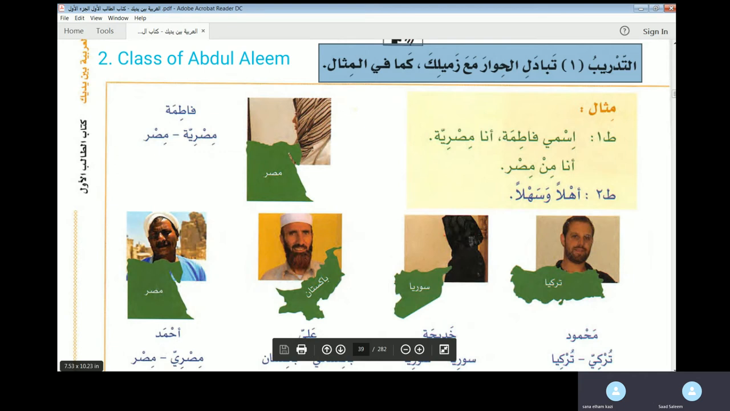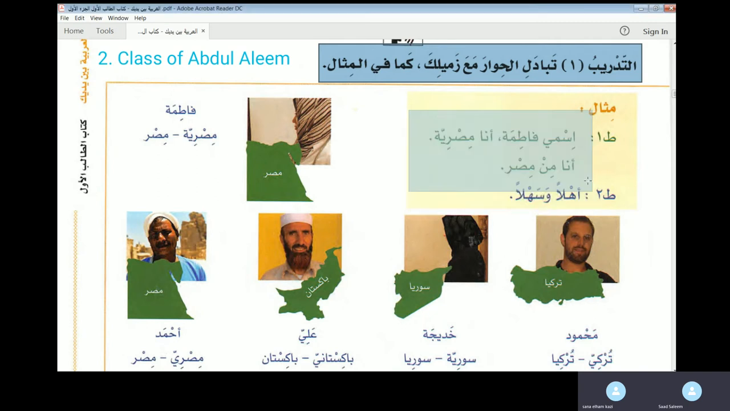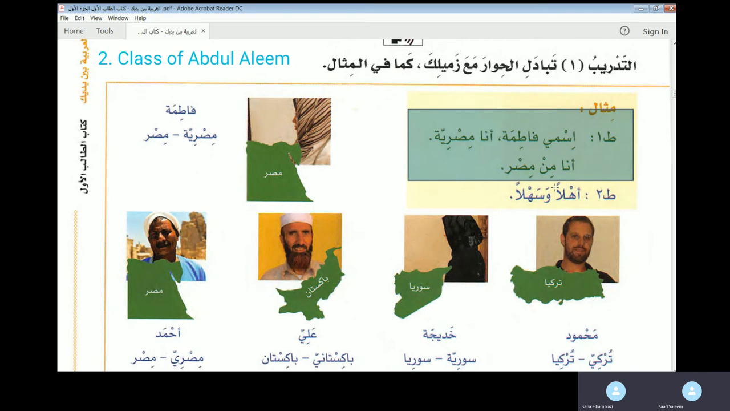Al tadrib al awwal. Tabadil hiwara ma zamilik kama fil mithal. So first lesson, first exercise. Tabadil is exchange. Hiwara is dialogue. Ma zamilika, with your classmate. Kama, like in the examples. Okay, student one.